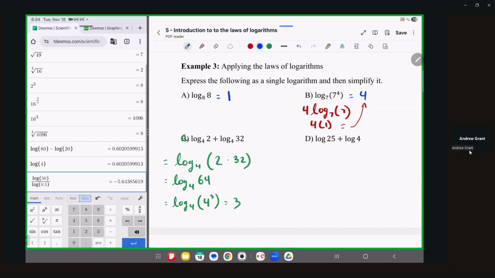Okay, what about log of 5 plus log of 4? Well, this will be the same thing as, just a moment.